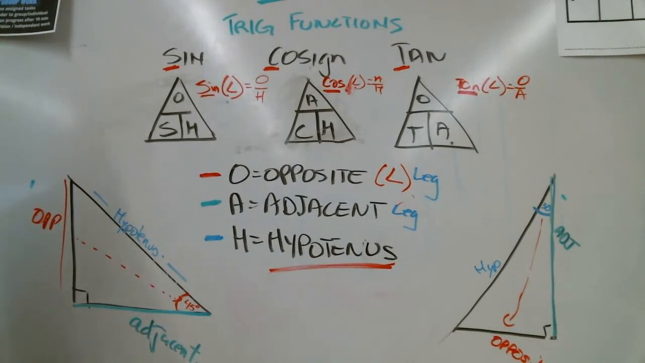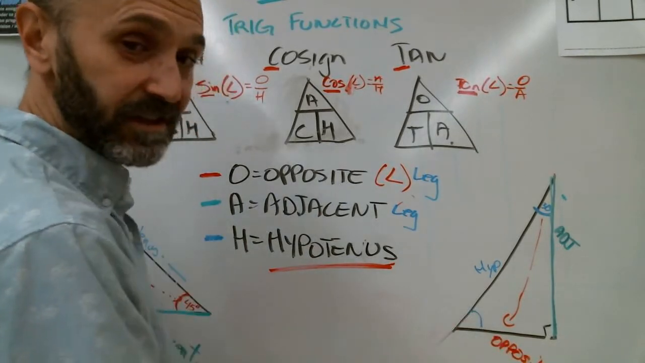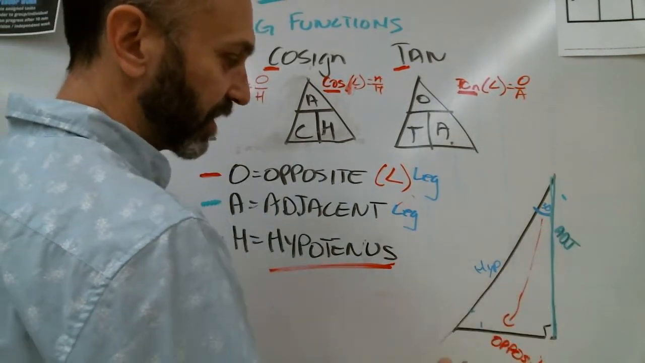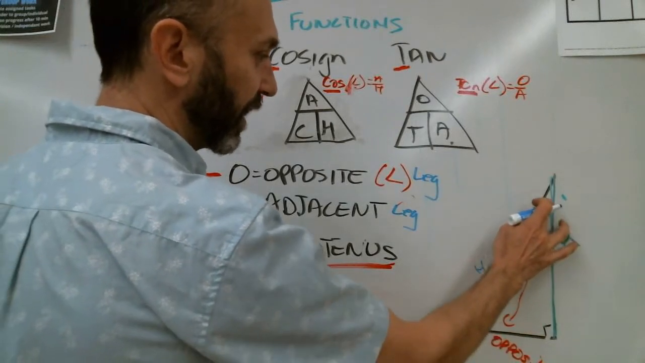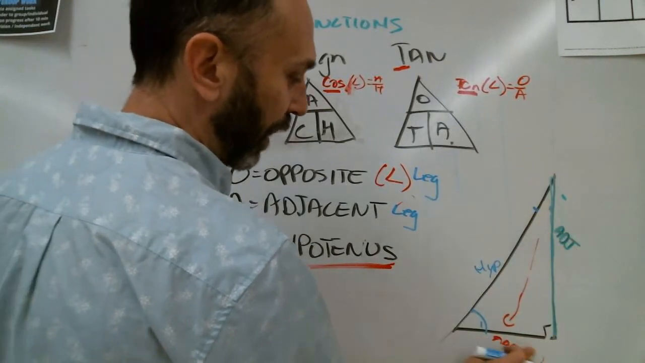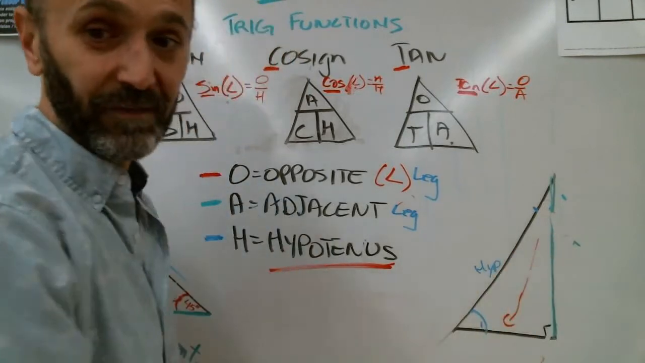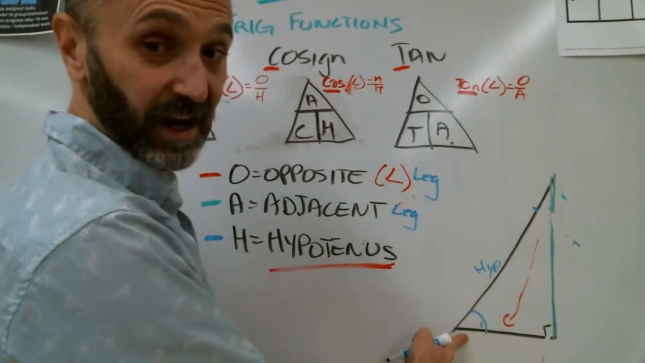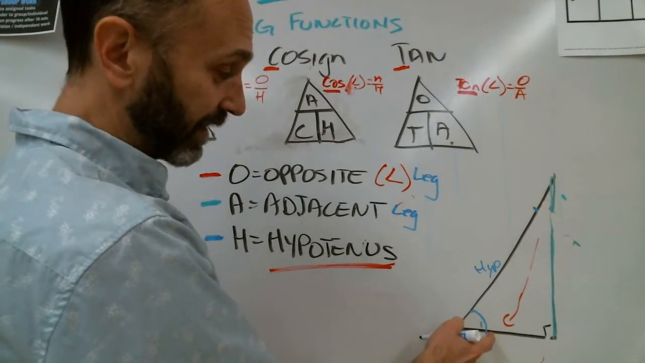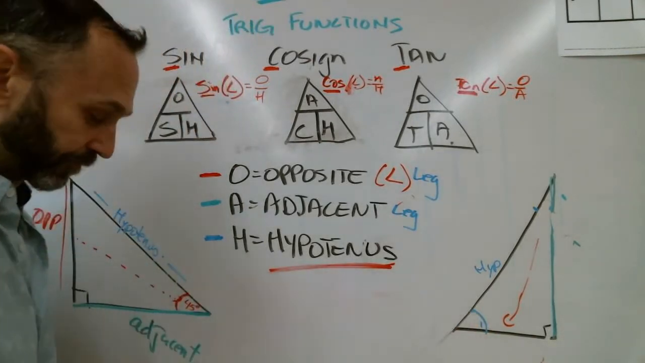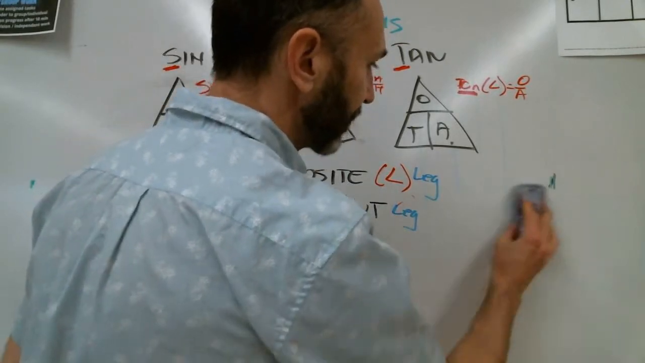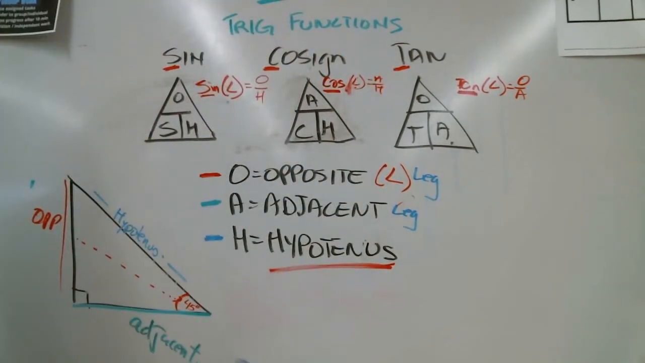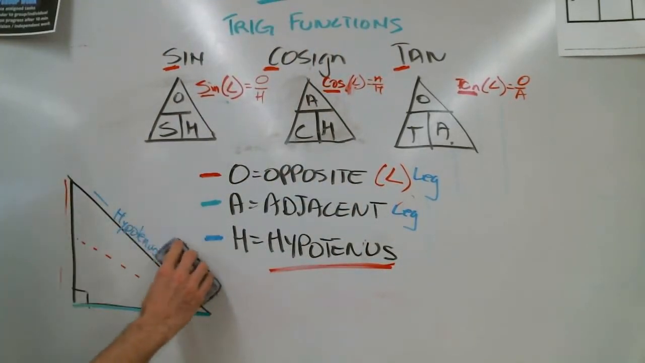Now you can imagine that depending on which angle they give us, the opposite and the adjacent switch. For example, if they give us this angle, my opposite and my adjacent now have to switch, because this is now the adjacent side because it's part of that new angle. Good. So that's how you see these triangles. I'm going to leave this one up because we'll use it shortly.